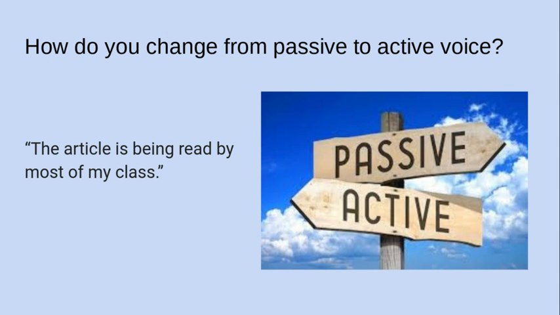So, how can you change from passive to active voice? To change passive voice to active voice, make the agent of the sentence into the subject and turn the old subject into the object. For example, this is a passive sentence. The article is being read by most of my class. The agent is most of my class, and the subject is the article.